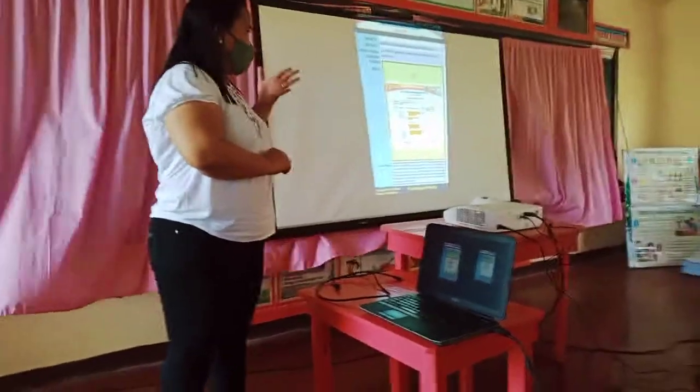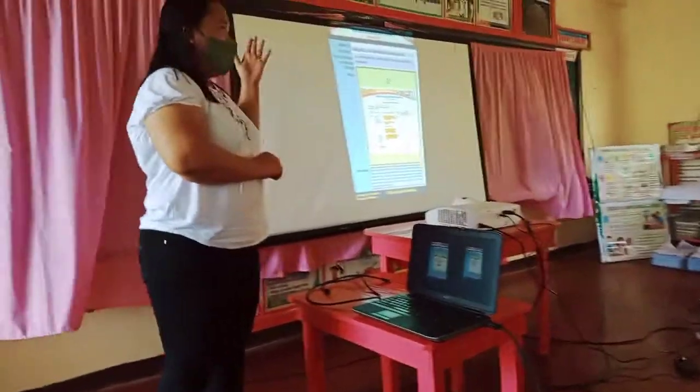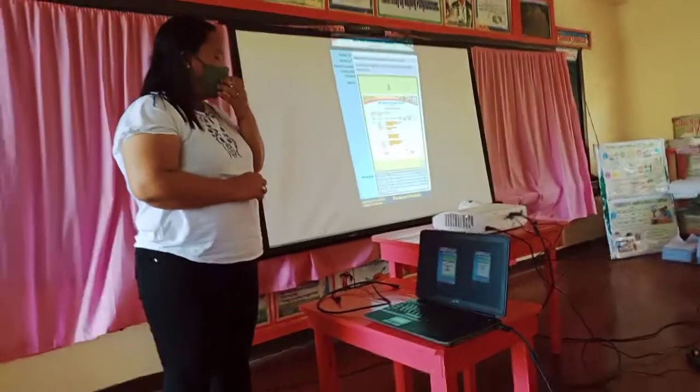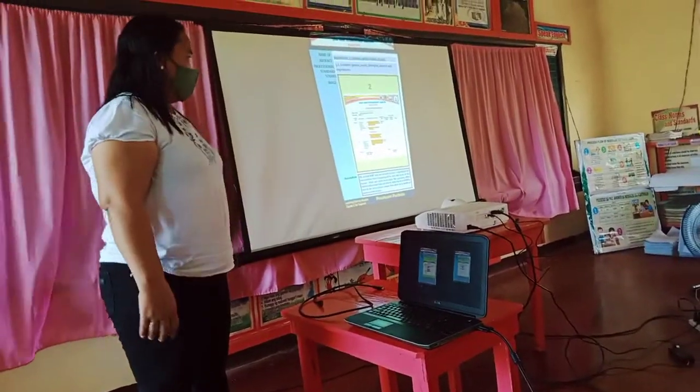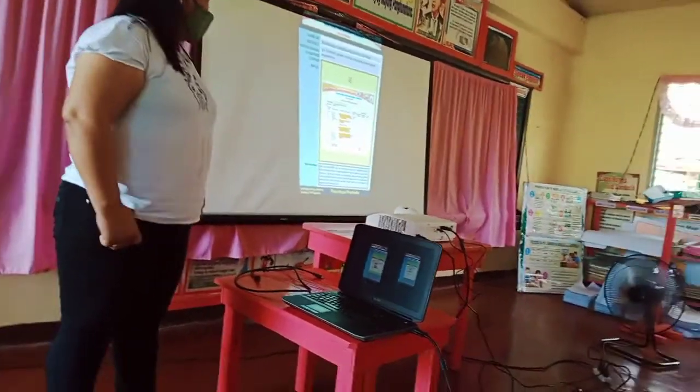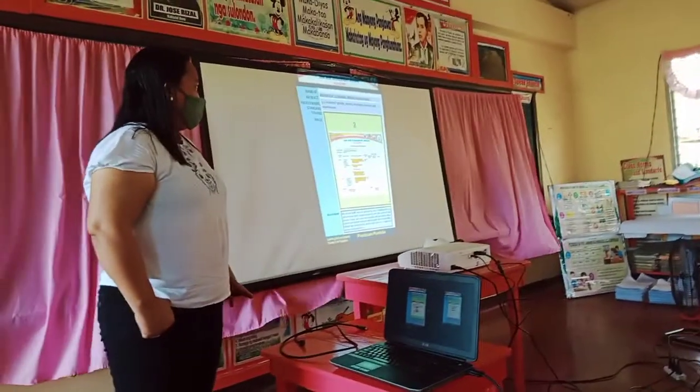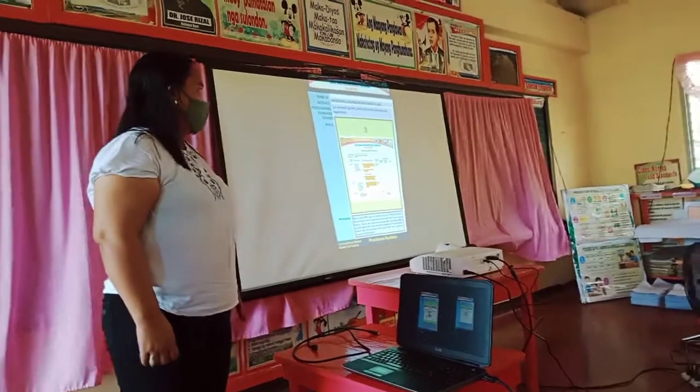So I did not implement that intervention, but most of the interventions I planned in my first item were given to this learner. As you can see, after implementing these interventions, there is a significant progress of the learner.